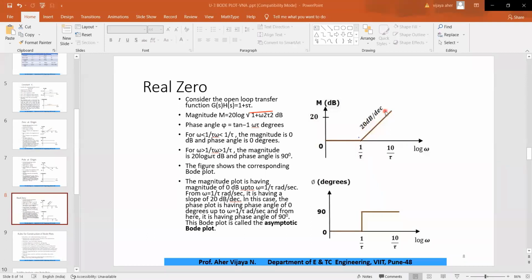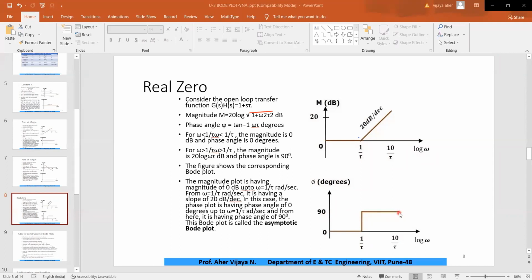Now in this case, the phase plot has a phase angle of 0 degree. So this is the 0 degree plot up to omega is equal to 1 divided by tau. Understood? So the phase angle is 0 degree up to omega is equal to 1 divided by tau radian per second, and from this point it has phase angle of 90 degree. So the phase angle changes from 0 to 90 degree, see.